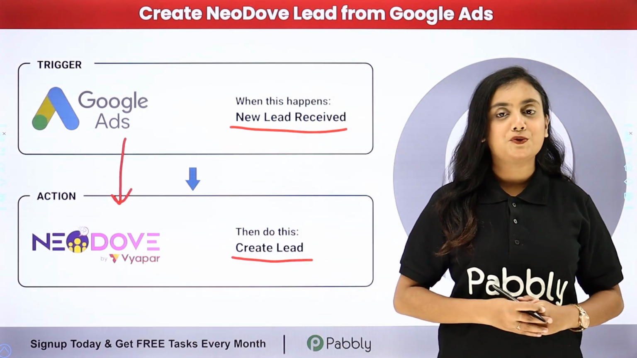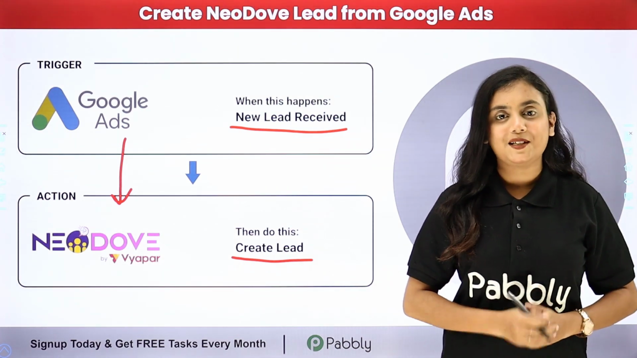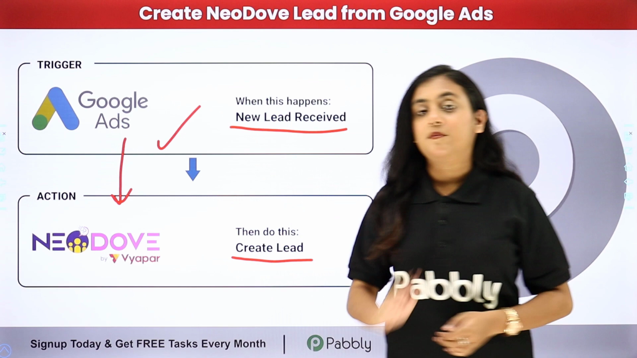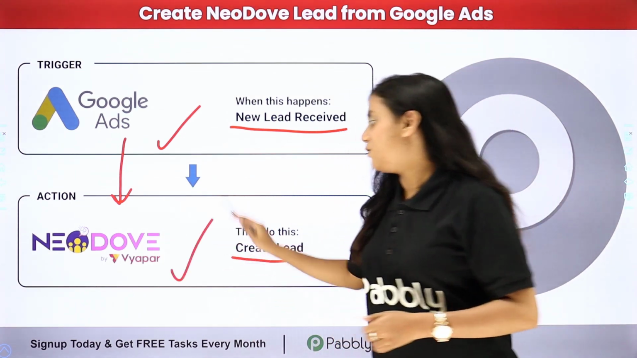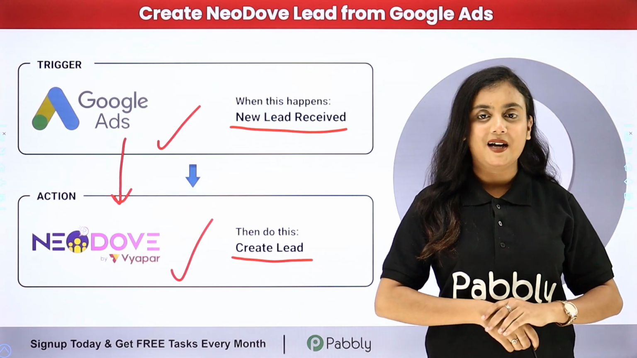Pabbly Connect runs on two concepts, that is trigger and action. In this process, my trigger application is going to be Google Ads and my action application is going to be NeoDove. If you want to learn how to do this automation, then let me take you all to my screen.